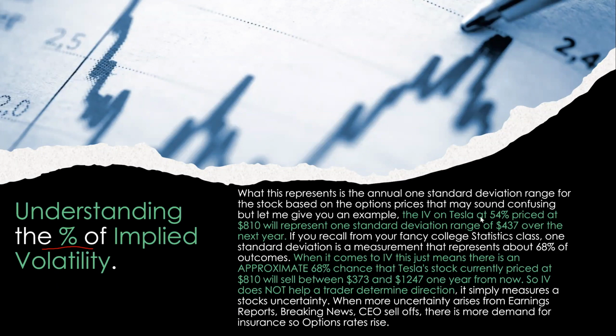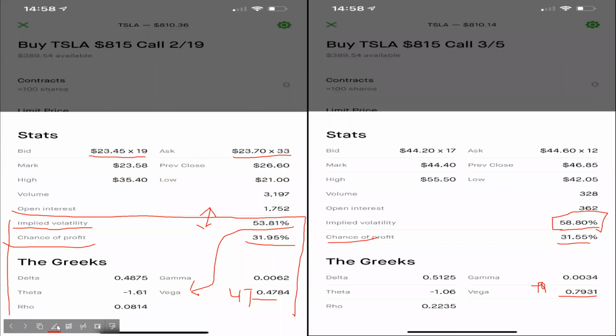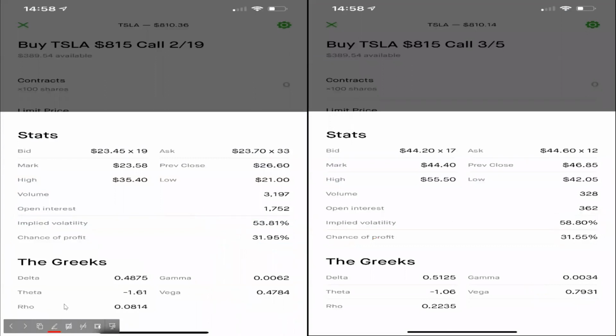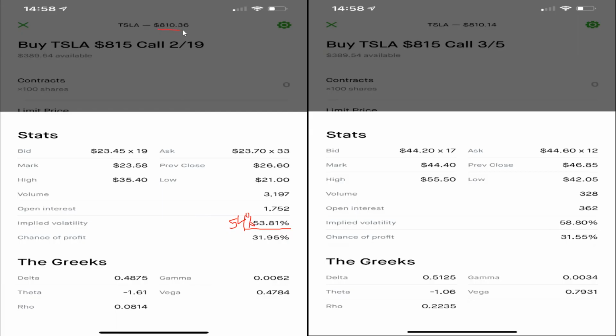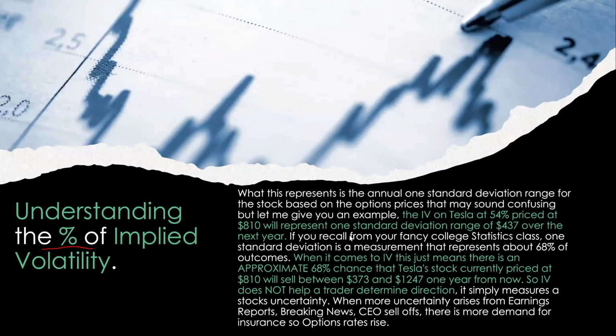The IV on Tesla is 54%. Let me clean this off for you guys real quick. So let's just say this is 54%. Let's just round up and make this 54%, okay? This means that the stock price is at $810. This means that there's a 1 standard deviation range of $437 over the next year. So if you recall from your fancy college classes, I'm a high school dropout, I just learned this.